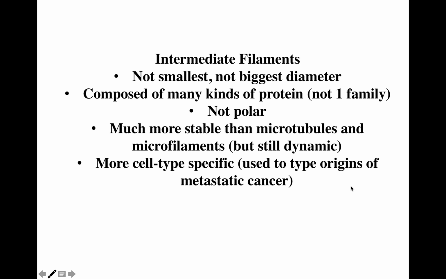And then intermediate filaments are intermediate in diameter. Lots of different kinds of proteins make intermediate filaments, and unlike microfilaments or microtubules, they don't have a plus end and a minus end, so they're not polar. Partly for that reason, they are very stable, but they can polymerize and depolymerize, and they seem to be more cell-specific in that the types of microfilaments you would have in a liver cell would be different than the types of microfilaments that you would have in, say, a heart cell.